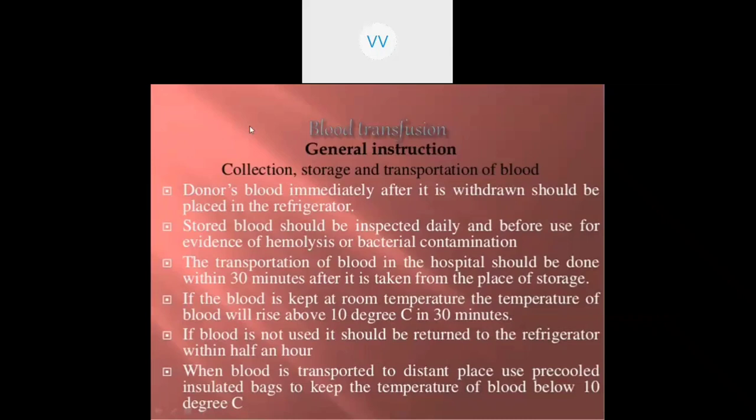Next, if the blood is kept at room temperature, its temperature will rise about 10 degrees centigrade in 30 minutes, and if the blood is not used, it should be returned to the refrigerator within half an hour. If the blood is transported to a distant place, use pre-cooled insulated bags to keep the temperature of the blood below 10 degrees Celsius. This is how to collect, store and transport the blood.